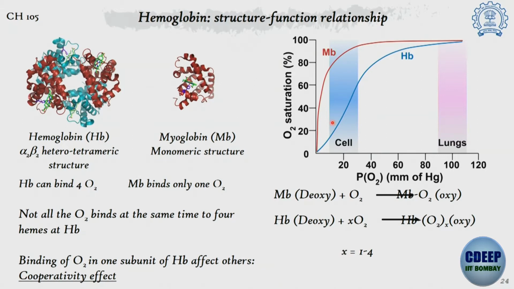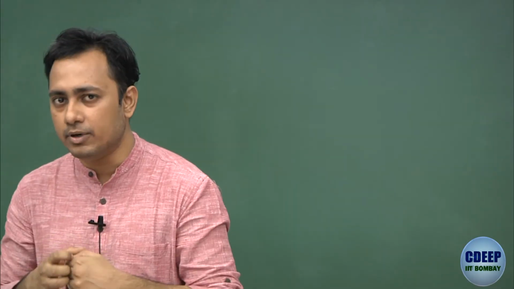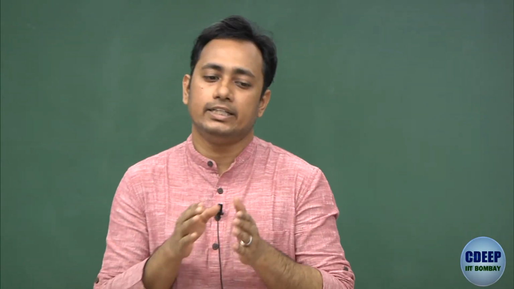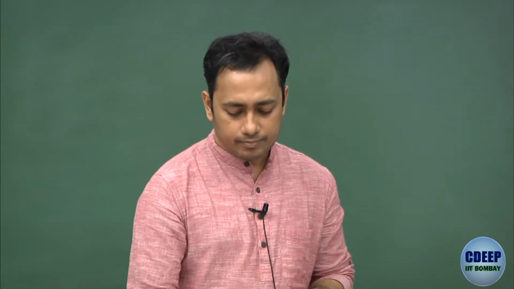as it is not binding to any of the iron centers, it is also affecting the other hemes to bind the oxygen. So this kind of system where binding of oxygen to one subunit of the heme is affecting the others, like in hemoglobin, is known as the cooperativity effect. That means all these 4 sections of the protein are working in tandem for this oxygen binding, and that is known as, very importantly, the cooperativity effect.